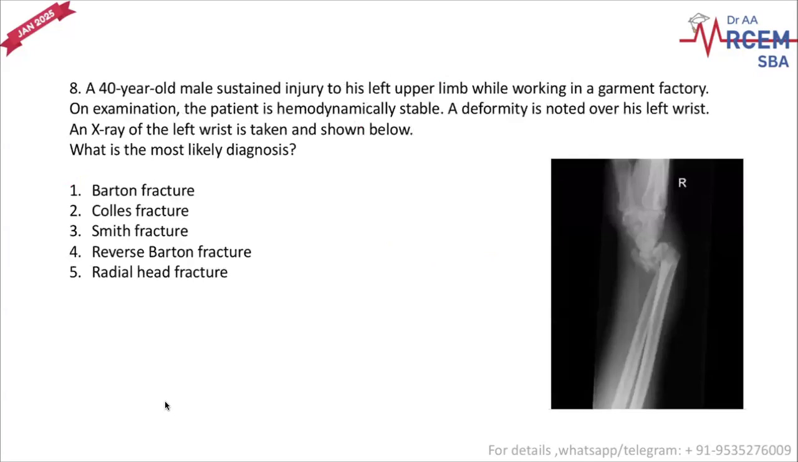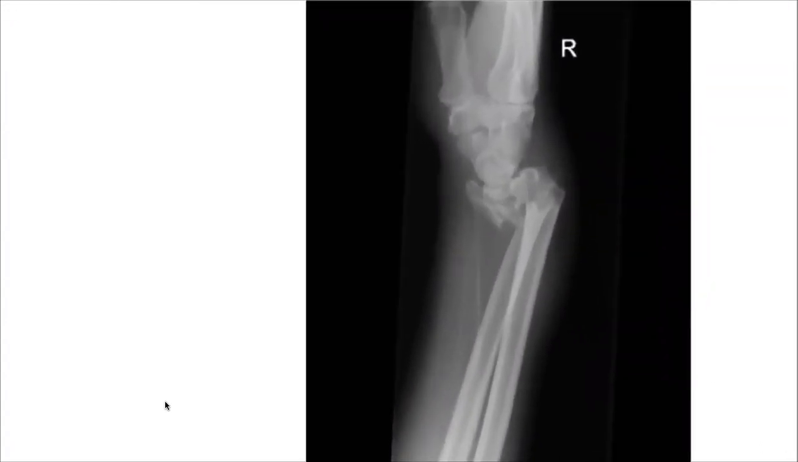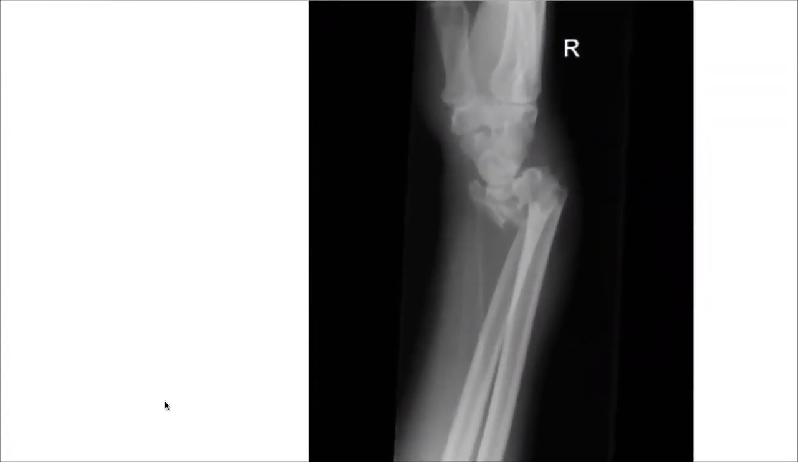A 40-year-old male sustained injury to the left upper limb while working in a garment factory. On examination, the patient is completely stable. Deformity is noted over the wrist. That prompted you to get an X-ray, and the X-ray is shown below. What is the likely diagnosis they are asking here? So we have a checklist when we are seeing an X-ray. The first thing I'll be looking at is whether the articular surface is involved.